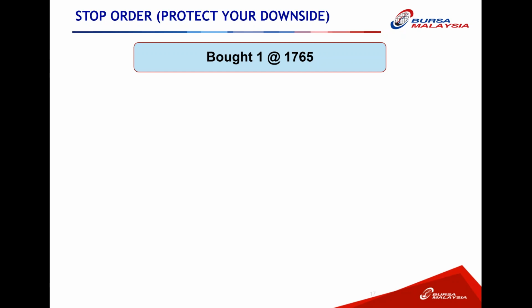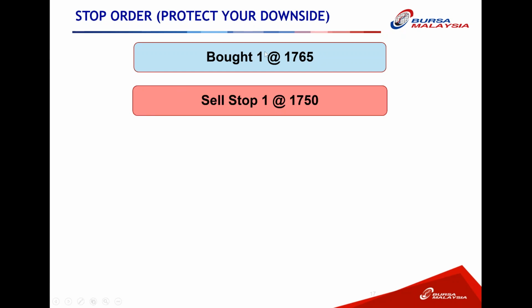Now, if you bought one contract at 1765, let's say you tell yourself, I do not want any losses more than 15 points. If the market drops lower and goes against you, you're in losses, and you do not want anything more than 15 points. What you need to do is queue a sell stop order. You sell one stop at 1750.